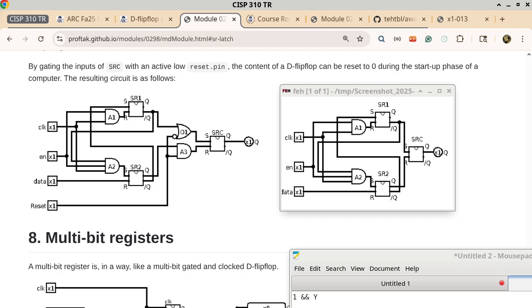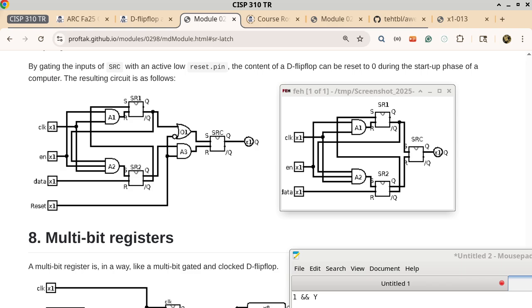So if reset is a 0, the AND gate is guaranteed to output a 0. Okay? If reset is a 0, the negation of the 0 becomes a 1, so the OR gate is also guaranteed to output a 1 in this case. In other words, by changing the reset pin to a 0, we are now guaranteeing the S pin is a 1, the R pin is a 0 for this final SR latch, independent of what everybody else has to say.